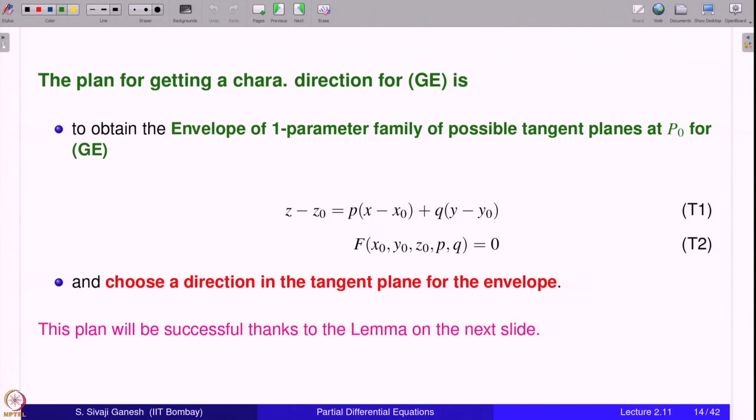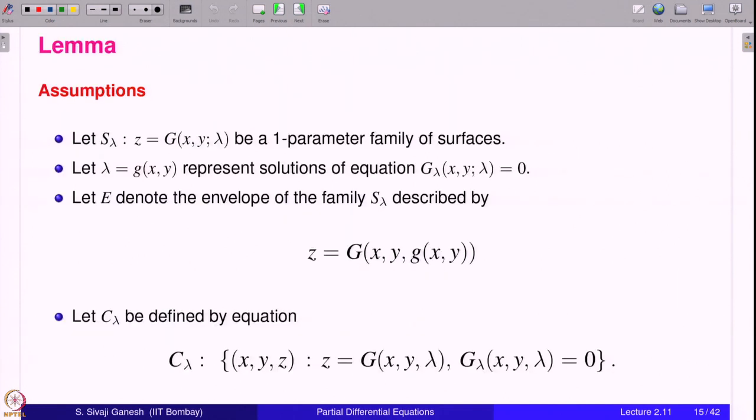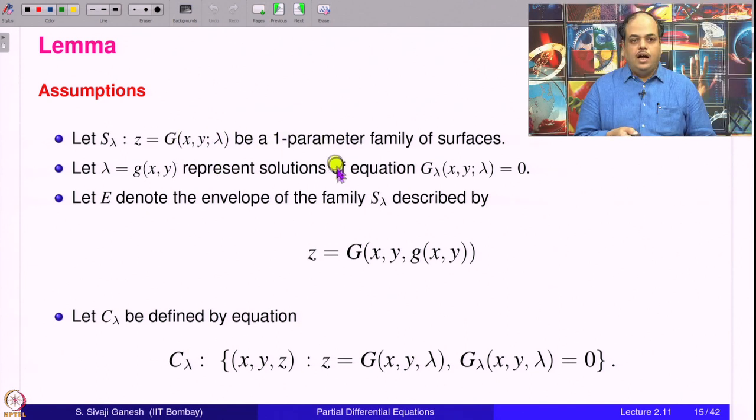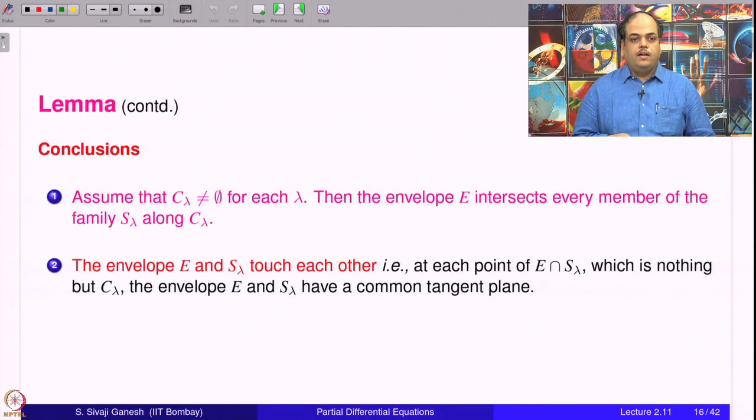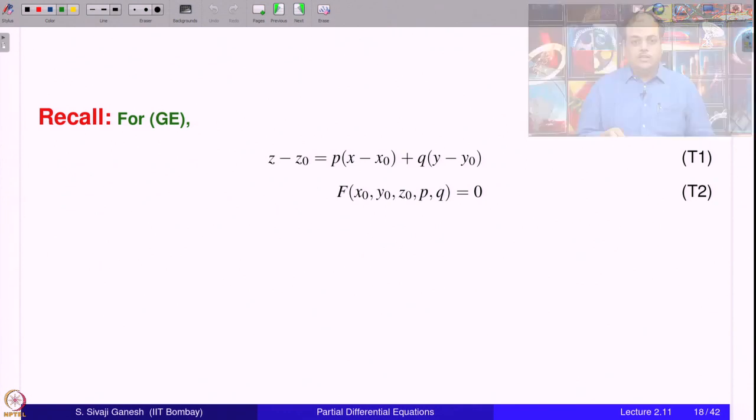This plan will be successful because we have a lemma that we proved in the last lecture, which is here. If you take a one parameter family of surfaces given by z equal to g(x, y, lambda), and you find its envelope, which is this, z equal to g(x, y), and C lambda denotes the intersection of the envelope and the family, then look at the second conclusion. The envelope and S lambda touch each other. That means, wherever they intersect, which is along C lambda, at every point on C lambda, they share the tangent plane. Therefore, if you can find a direction in the tangent plane for the envelope, we are done. That will also be a tangential direction for S lambda.